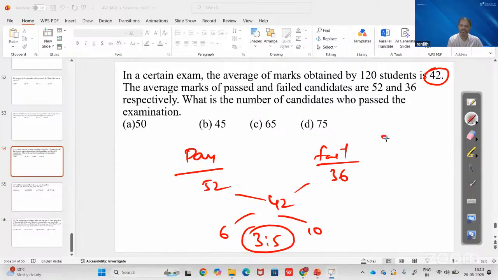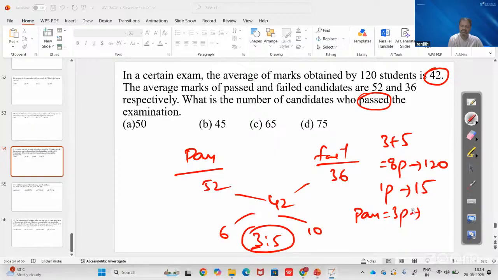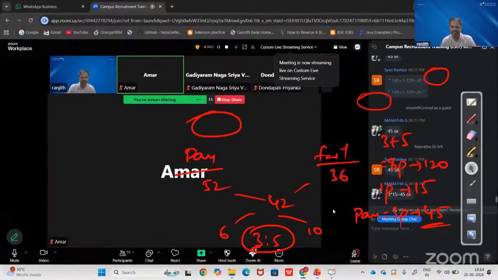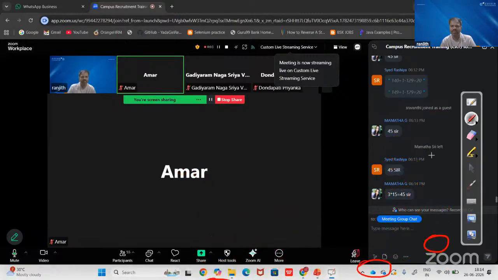So total 3 plus 5 equals 8 parts, where 8 parts equal 120 students. What is asked is who passed the examination. Passing will be equal to 3 parts, where 8 parts equal 120, so 1 part equals 15. Then pass equals 3 parts, which is 15 into 3 equals 45. So the answer will be 45. Yes, 45.